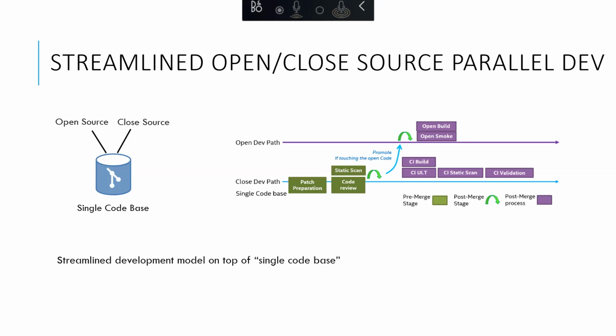So in that case, as we can find, we need to fight with parallel development on two separate code paths. What does it mean? It will mean maybe duplicate maintenance effort, duplicate code change preparation, duplicate effort on static analysis, duplicate effort on UT, on code review, and on validation. So in that case, it requires a streamlined development on top of a single code base.